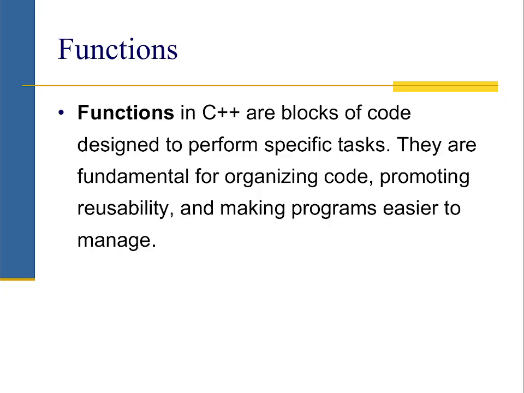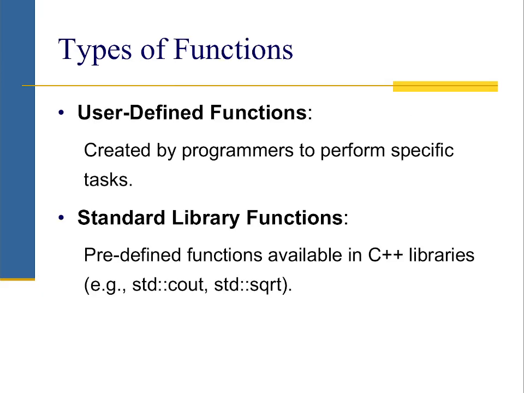Functions in C++ are a block of code designed to perform specific tasks. They are fundamental for organizing code, promoting reusability, and making programs easier to manage. The types of functions we have are the user-defined functions and the standard library functions. The user-defined functions are created by programmers to perform specific tasks for them. And also the standard library functions. They are predefined functions that are available in the C++ libraries, such as the std, where we get the cout, and std, where we get the square root function.